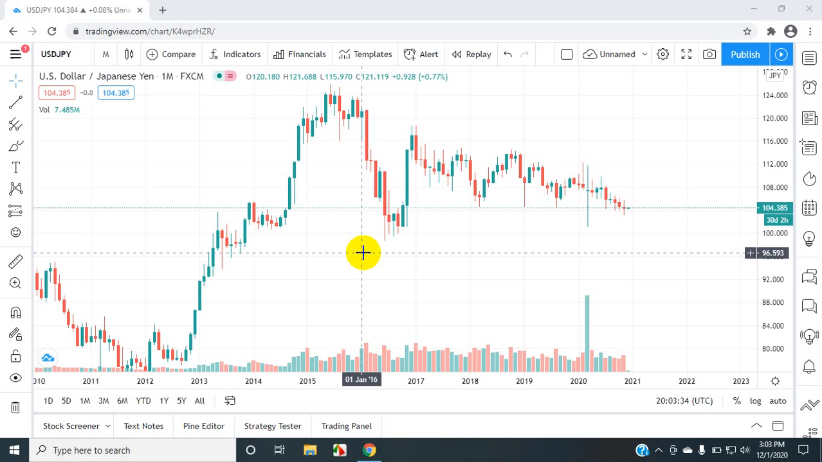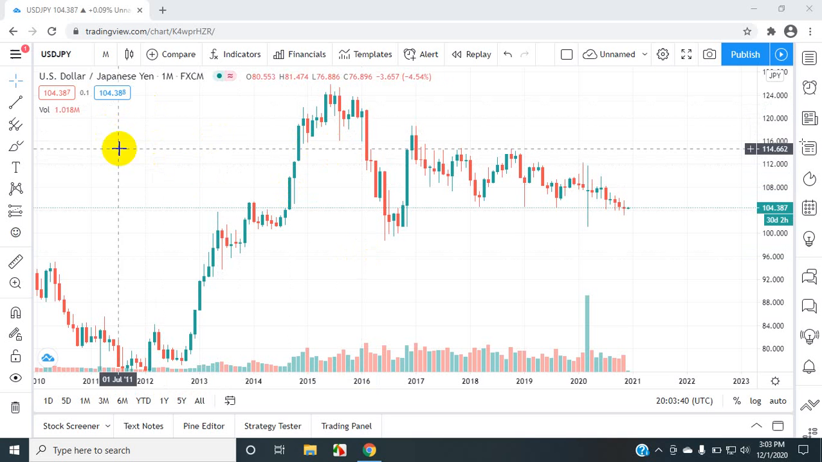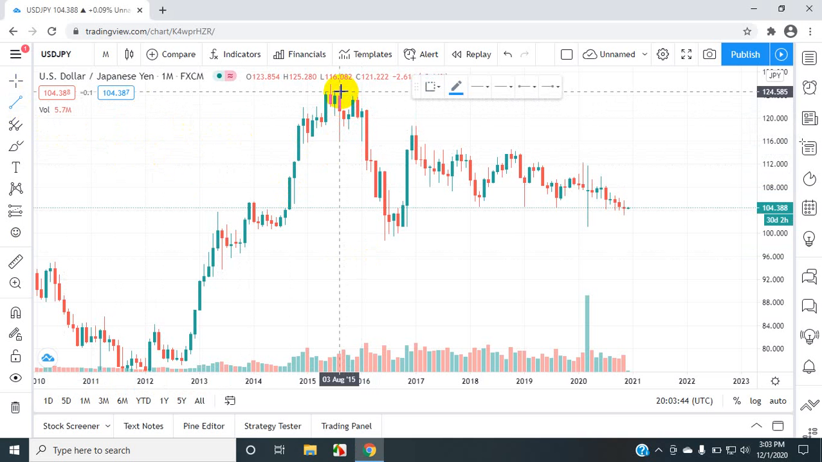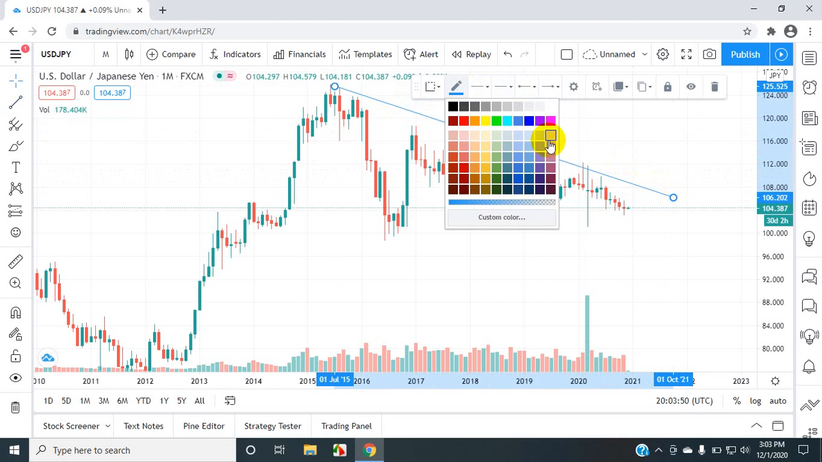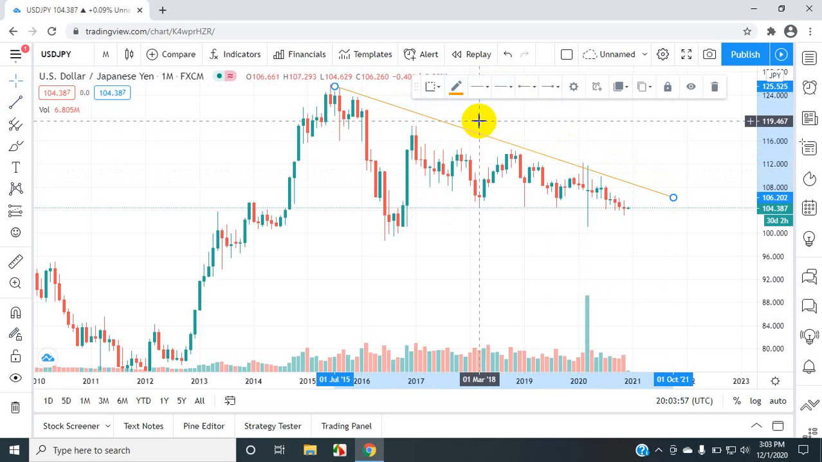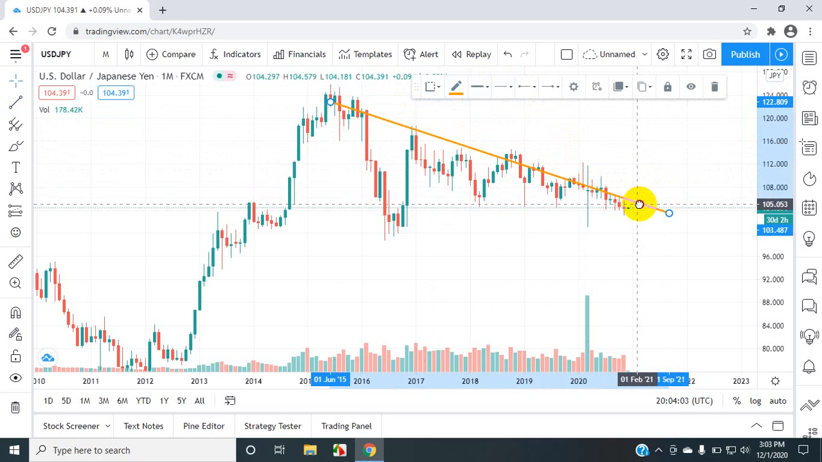We're going to mark up on a monthly, and we're going to dial down to probably the 1 day or the 4 hour. So on a monthly, we're going to look for our overall trend. Our overall trend is a downtrend. I'm going to thicken these lines up and turn them orange. So the overall trend is a downtrend, as we can see.